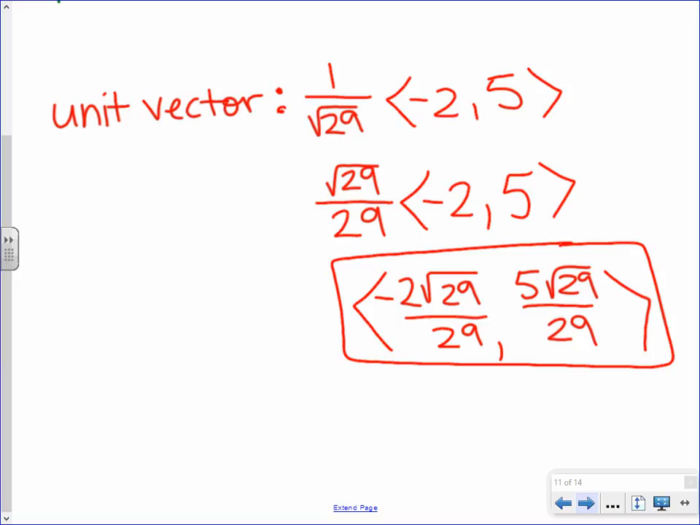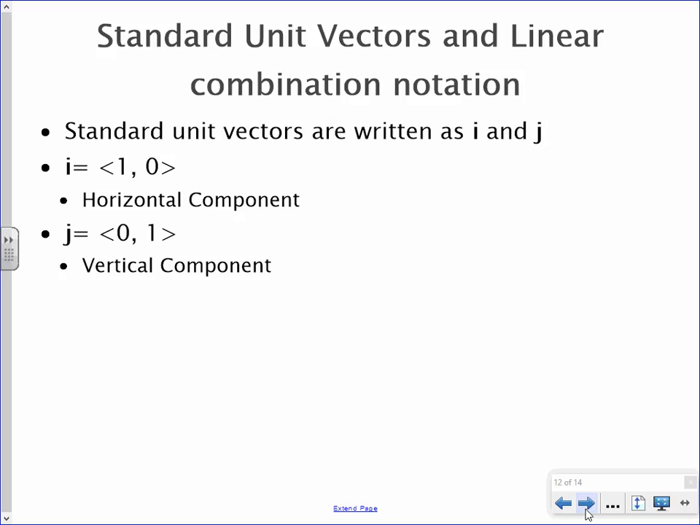Last concept. We just talked about a unit vector. We have 2 standard unit vectors. This is what I want you to write. I is the vector 1, 0, and j is the vector 0, 1. This is I as in vector I. It is completely separate from imaginary number I. I is vector I.